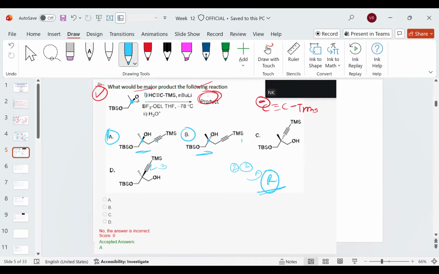But if I just give the numbering here, the numbering should be correct, like this one, two, and three, and the methyl group. So in this one, it should be S configuration. But what about in the starting material? In the starting material, oxygen gets the first priority, then the CH2S gets the second priority, and this gets the third priority, and the methyl gets the fourth priority.